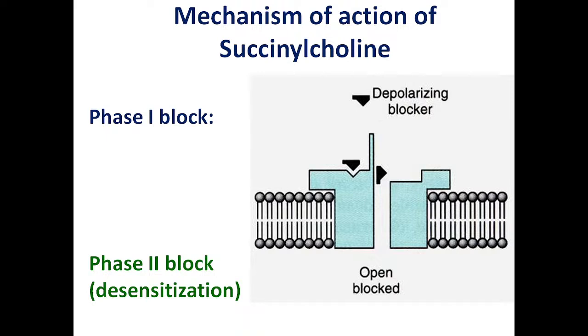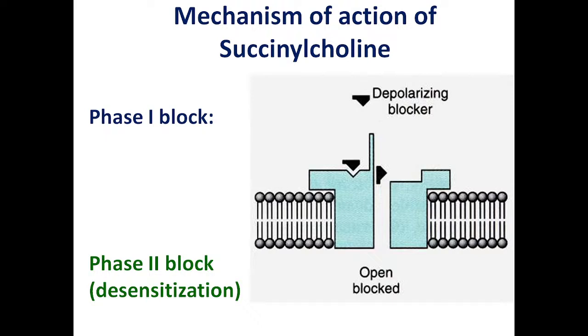Now what happens if we are continuously giving succinylcholine? There is what is called a phase 2 block. In this, the NM receptor now becomes desensitized. So it does become repolarized. It is no longer depolarized. There is repolarization, but it is not sensitive to stimulation, maybe succinylcholine, or it may be acetylcholine. It is no longer sensitive.